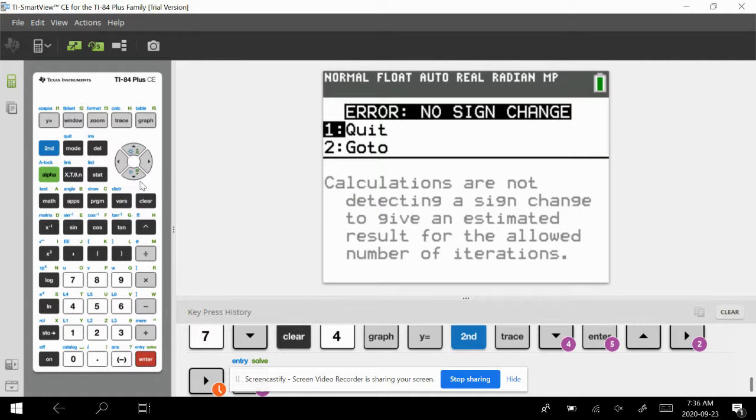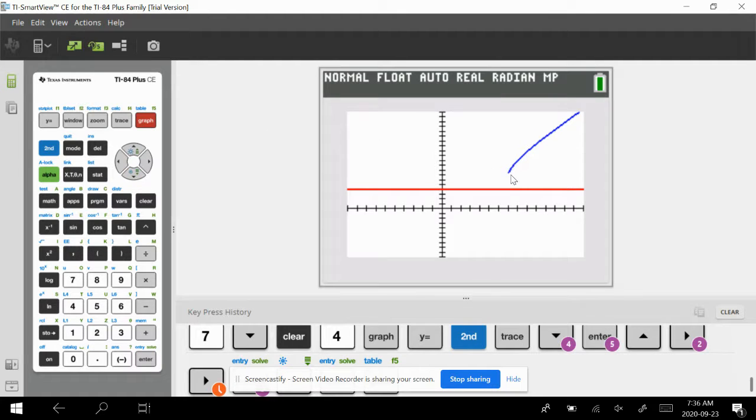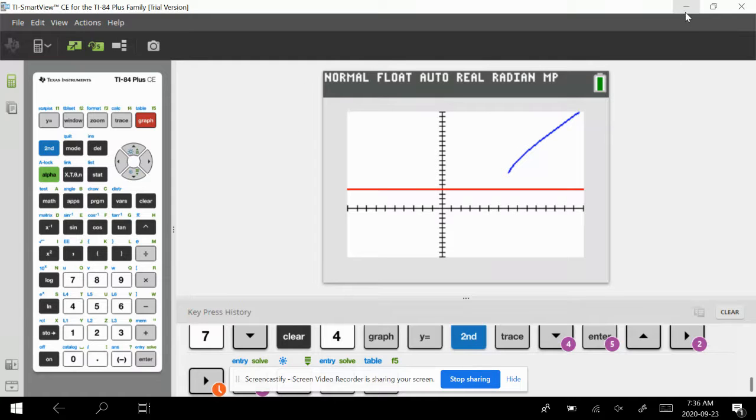Now we're seeing no sign change, okay? So this is what you see on the calculator here, and obviously guys, when we look at this, there's clearly no intersection point between this blue line and this red line over here, okay? So there's going to be no solution for this guy over here. So that's what we're going to get graphically, that these guys are not going to intersect, okay?